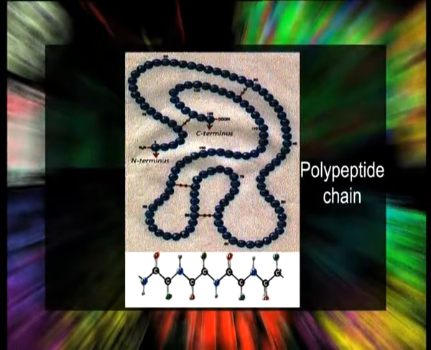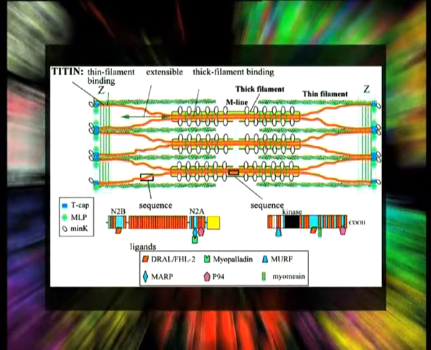The average polypeptide chain contains about 450 amino acids. The longest known polypeptide, found in the muscle protein titin, contains nearly 27,000 amino acid residues. Once incorporated into a polypeptide chain, amino acids are termed residues.